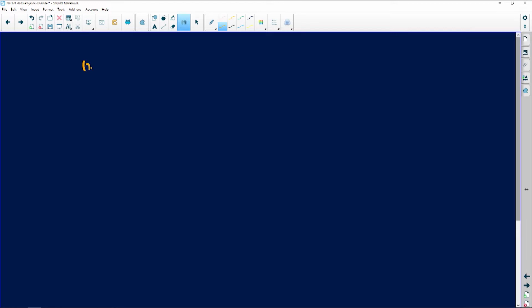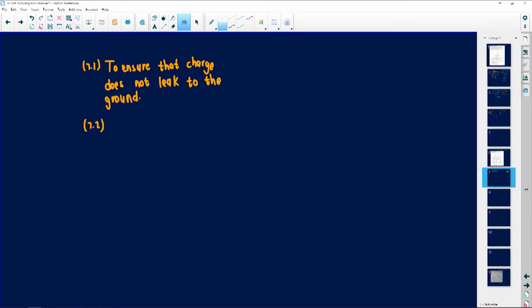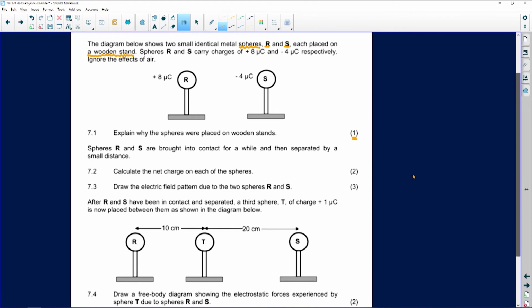So in explaining 7.1, you could have said this is to ensure that none of the charges are lost, to ensure that charge does not leak. Now you can't really say electrons, because remember a movement of electrons is then charge, and it doesn't leak to the ground. So that's what we could have said in explaining this question. Let me just write 7.2. So let's see what the next question has for us.